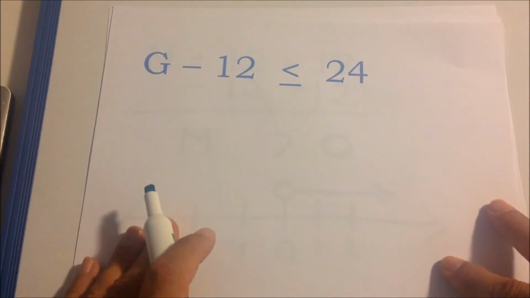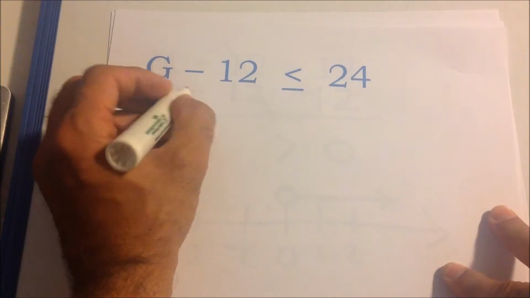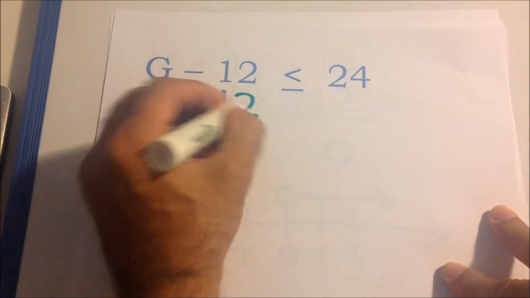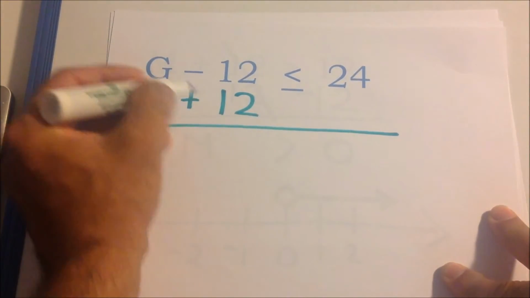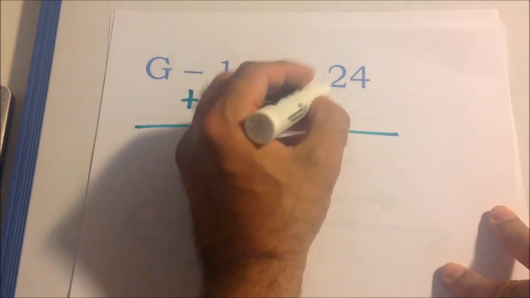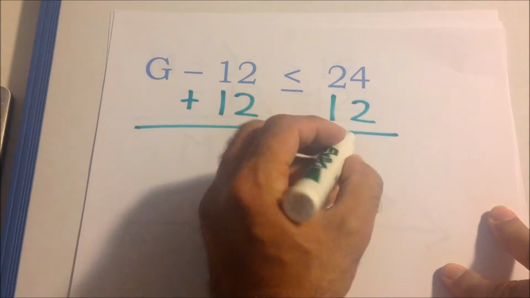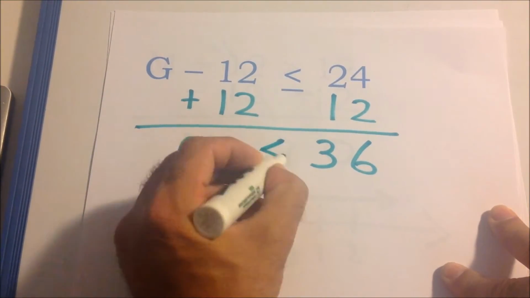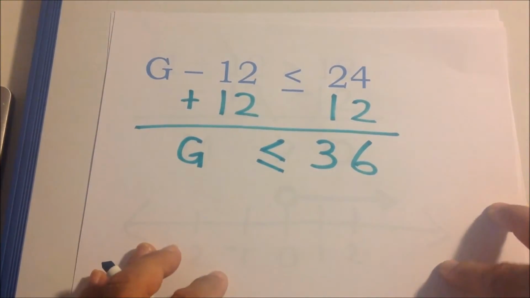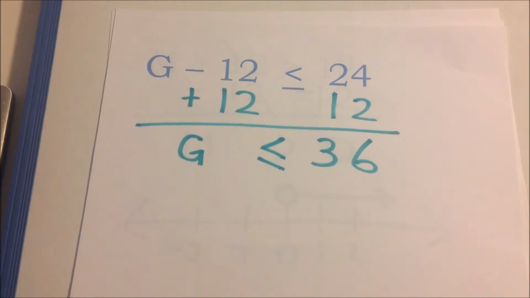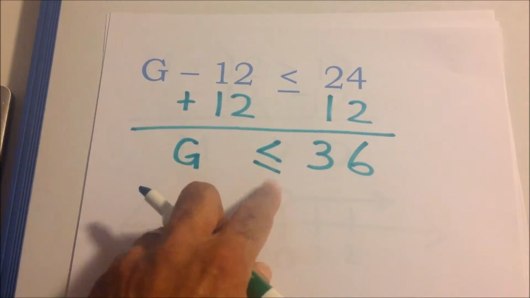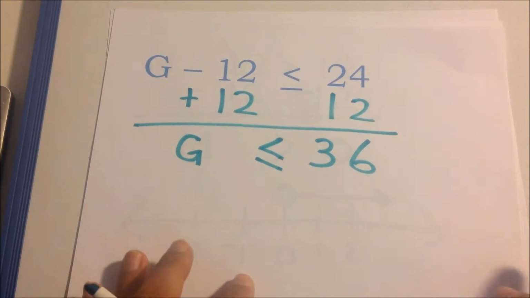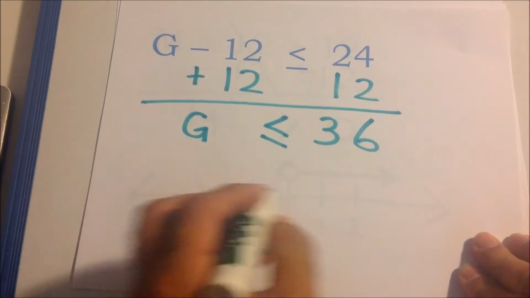Okay, so now we see a minus 12, so I'm going to add 12. Whatever we do to one side, we do to the other. And remember, I'm adding because we started with a minus. We'll add 12 on that side. Right, now we have g is less than or equal to 36. It could be 36. That's what that sign means. G could be 36. So let's make a graph.